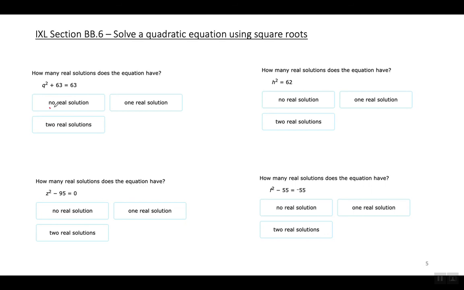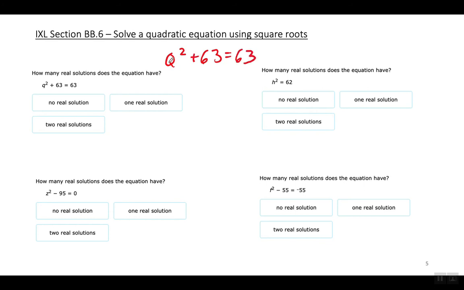There's only one situation where you have no real solution, and that's when you have the square root of a negative number, which I have one example coming up. When I get to it, I'll explain it. Let me do a couple examples so you can see what I mean, all right? So in this first example, all right, it says q squared plus 63 equals 63.